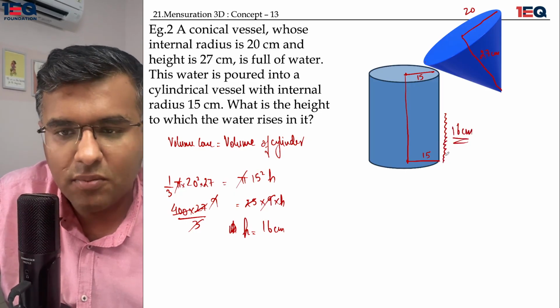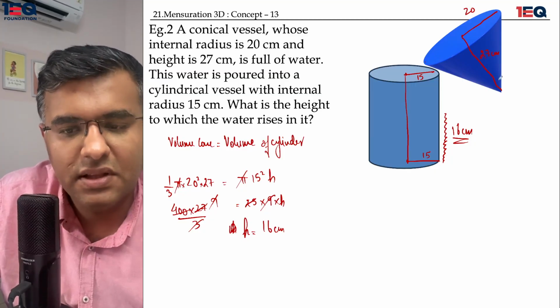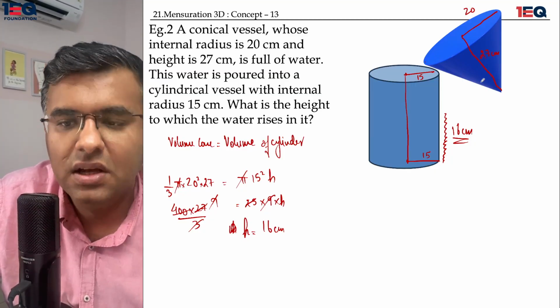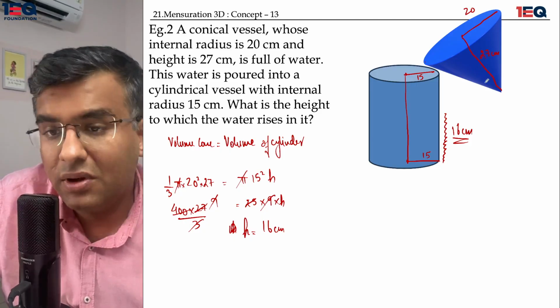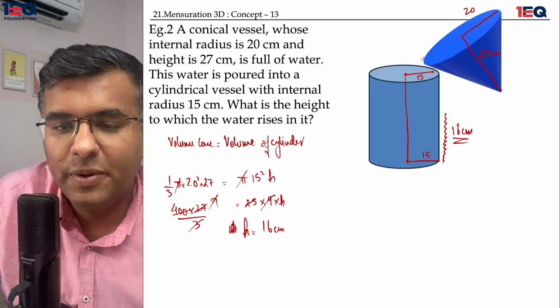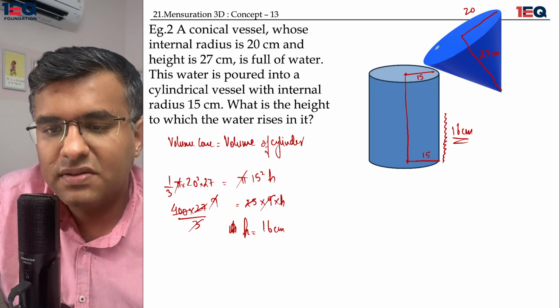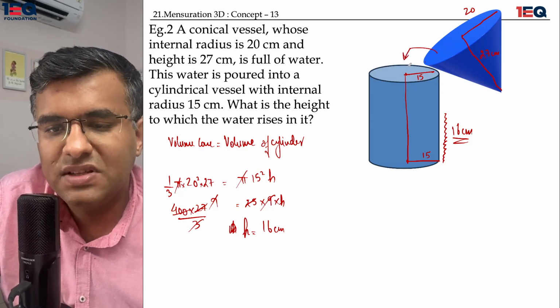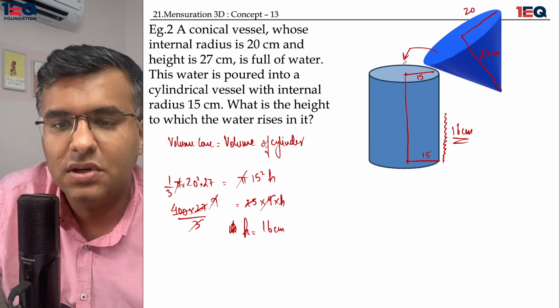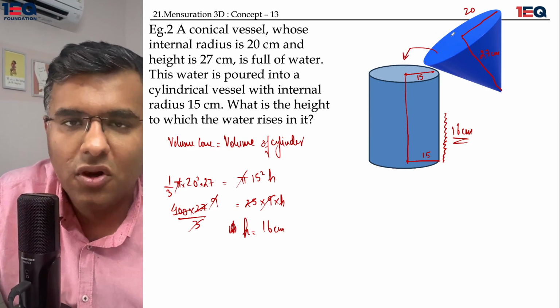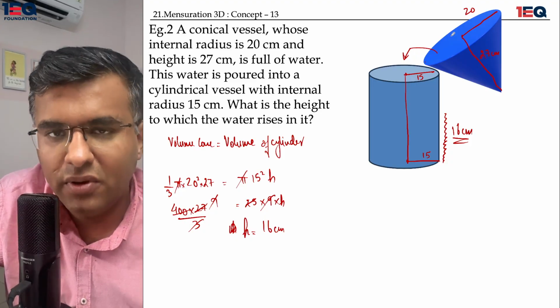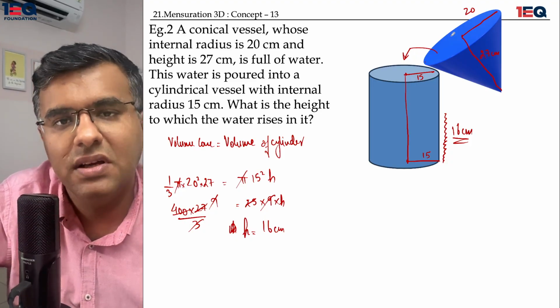There's not much complicated calculations involved in this. The calculations are always going to be easy. The only thing which might be complex would be the concept. Okay, as water is flowing out from the cone to the cylinder, some people might get confused. It's nothing, it's a simple volume transfer question. The volume of cone is being transferred into the volume of the cylinder.